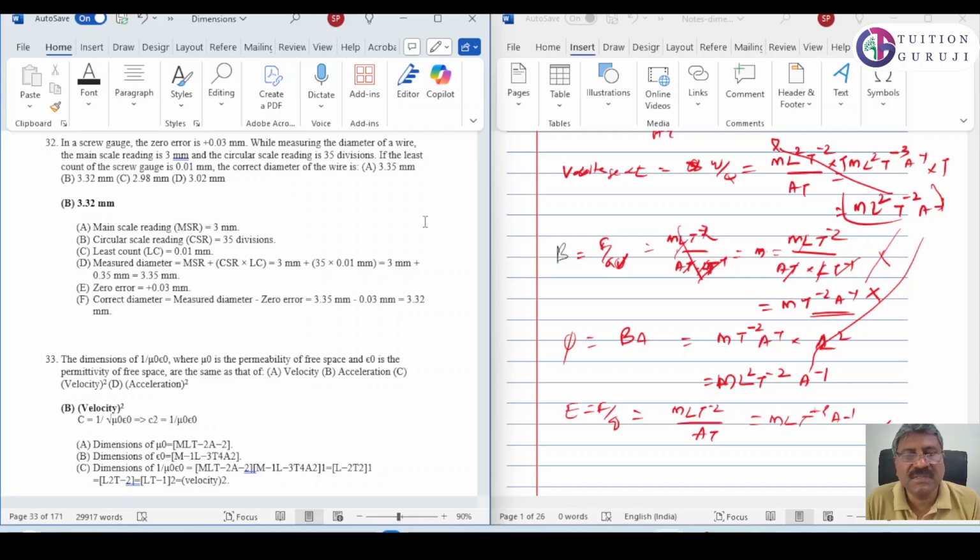So we know that measured diameter is equal to MSR plus circular scale division into least count. That is 3 mm plus 35 into 0.01 mm, that is 3.35 mm. Now, zero error is given as 0.03 mm. So the correct diameter is the measured diameter minus the zero error. 3.35 minus 0.03 is 3.32 mm.